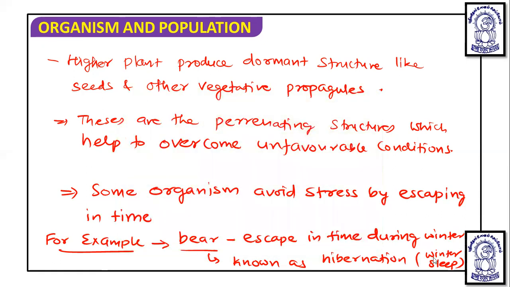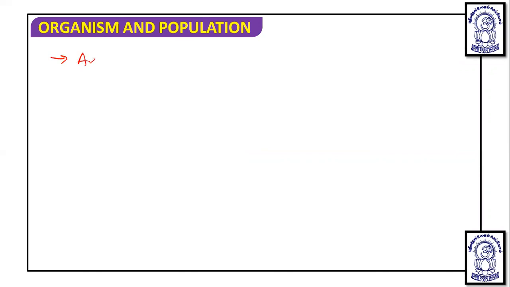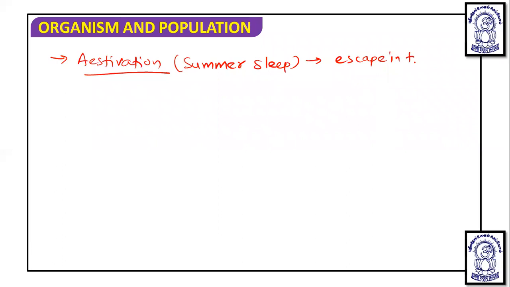Whereas another example, if we talk, is estivation. Estivation is summer sleep, and here the organism escapes in time during summer. Means during the escape in time they lower their metabolic activities and they do not perform any activities, and they sleep, or they particularly hide. So that is known as summer sleep, and that is escape in time during summer. And examples of estivating organisms are snails and fish.